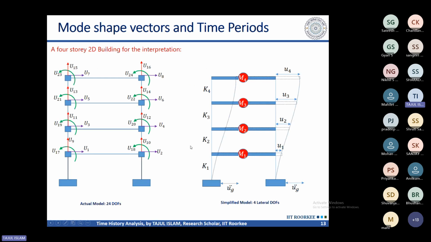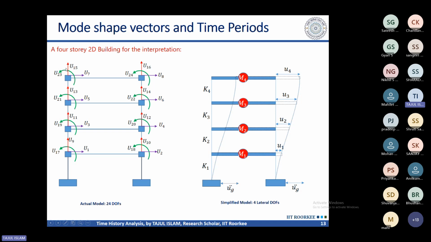So this is an example building. I have just shown one frame of this building. Similarly, you have multiple frames. So just for the interpretation, a 4-story building, single bay. This is just for the example, because if I take a complex structure with multiple stories and multiple bays, I will not be able to explain it here theoretically. It will be very complex.